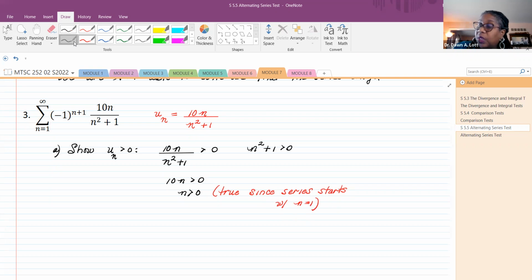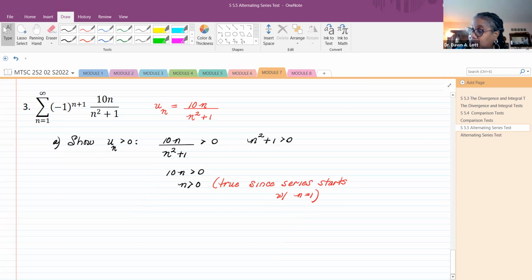Okay, so that's a true statement. For the second statement, I think I'm going to do the derivative. I'm going to use calculus. I think it's easier. I need to show that UN is greater than UN plus 1.